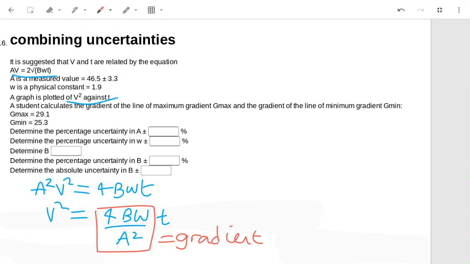So rearranging for b, I'm just going to go up to the top. B equals the gradient times a squared divided by 4w.